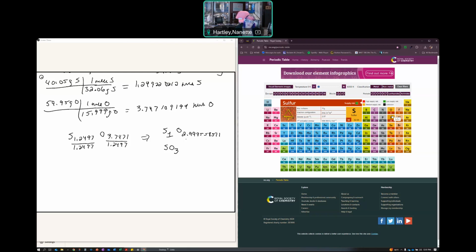So we take whatever percentages we're given, assume that that is a mass out of 100, convert that to a number of moles, divide by the lowest number, so that we are then trying to get a whole number ratio. And if that ratio looks funky, we do whatever we can to make it look like a reasonable number. Okay? So 1 to 3 actually looked reasonable. So we just write that as SO3. Okay, so that's how we work with that.